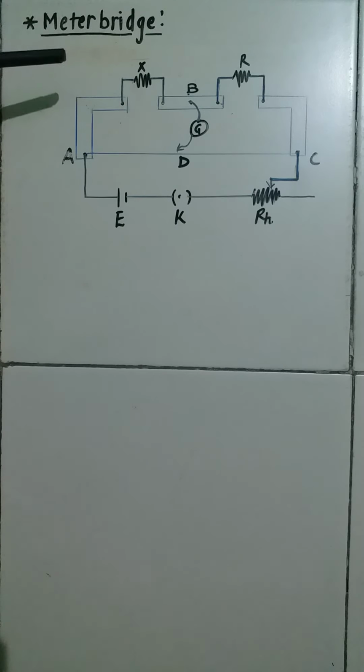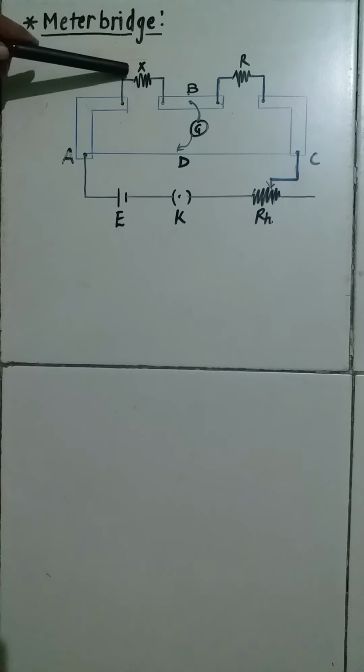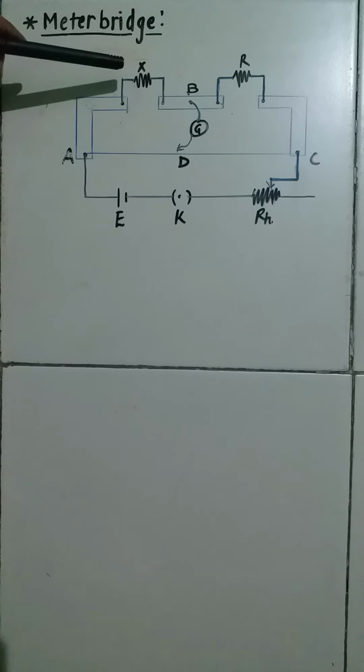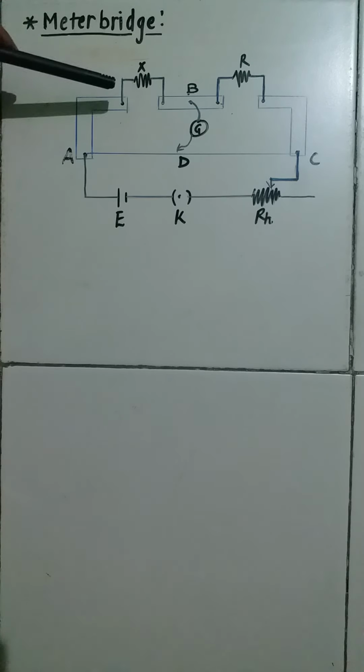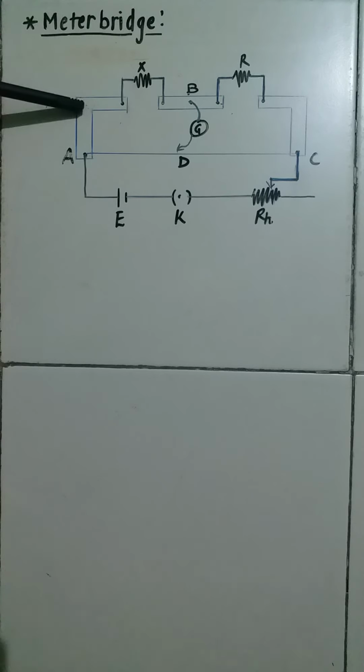Students, in the previous lecture we have seen how to determine unknown resistance by using meter bridge. Now in this lecture we are going to see how to determine unknown resistance of a galvanometer by using meter bridge. Now see this circuit diagram to determine unknown resistance. But if we connect a galvanometer in place of unknown resistance, there will be two galvanometers in this circuit.